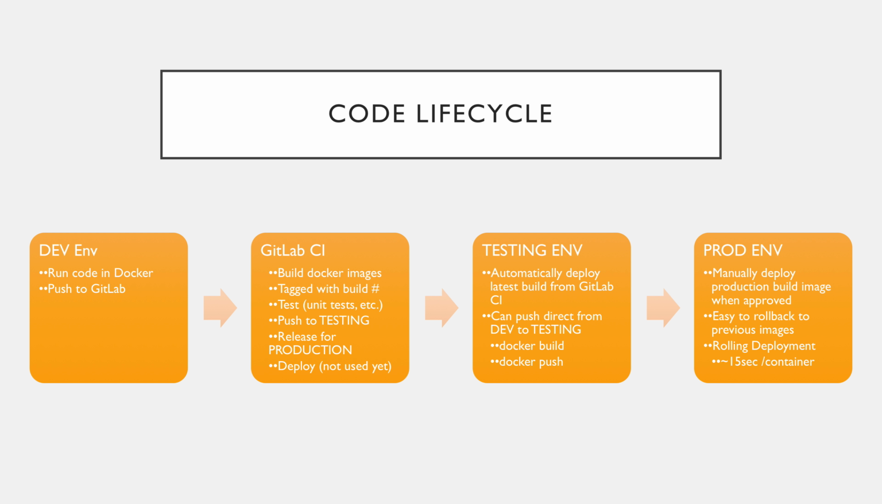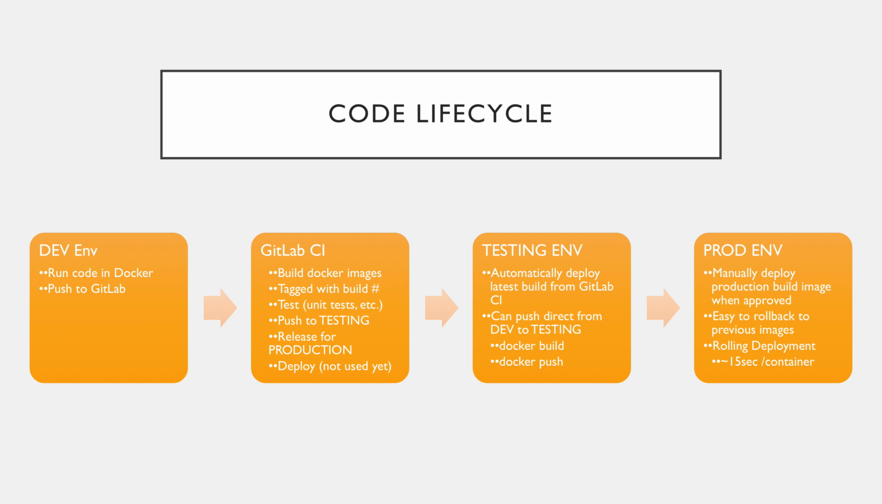GitLab is going to build all of the required Docker images based on the GitLab configuration file, or CI configuration file. It's going to name all of these Docker images with a reference back to that commit, which GitLab calls a build number. That way, once we're in testing, you can associate the image that's running in testing with the actual commit that generated that image, so that we can more quickly debug problems and see where they came from.